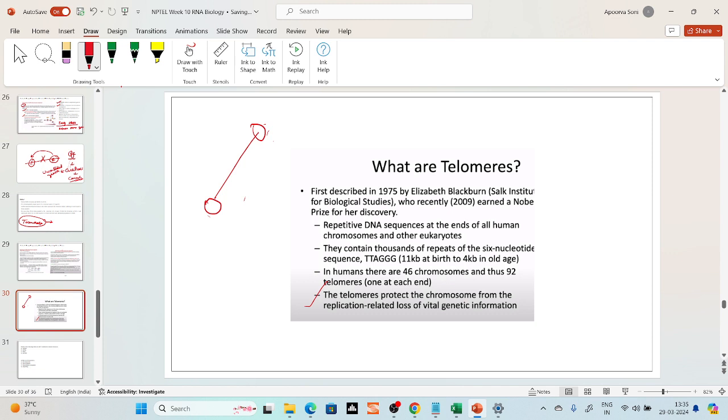Okay. So in humans, there are 46 chromosomes and thus 92 telomeres. Why? Because each chromosome has two telomeres, one at one end and another at the other end. So with 46 chromosomes, that means 92 telomeres, one at each end. And these telomeres protect the chromosome from the replication related loss of vital genetic information. Okay.